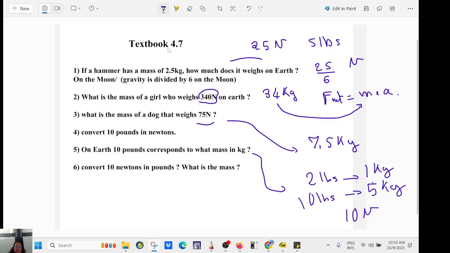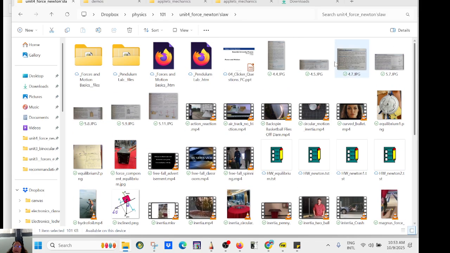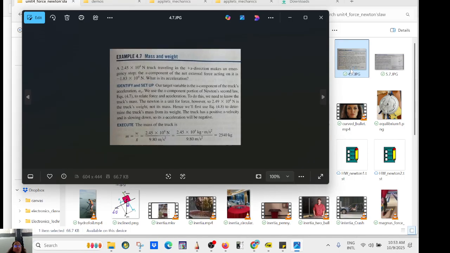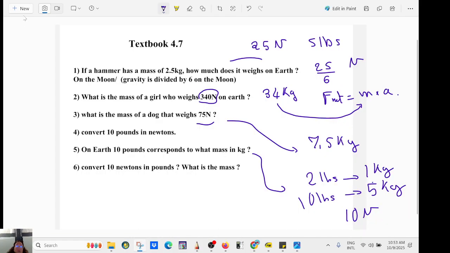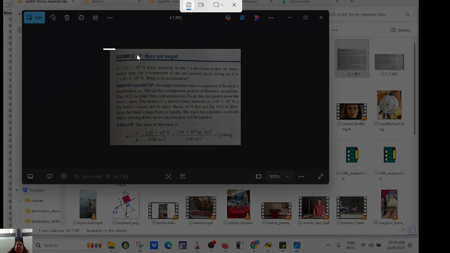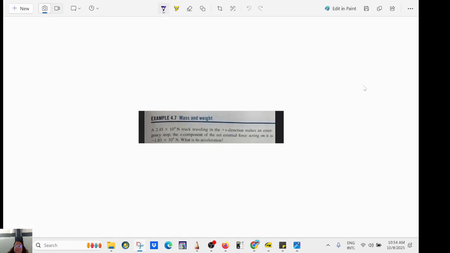So textbook 4.7, do remember to go over your textbook, especially if you're going into engineering. If you are preparing for the MCAT, you have to study as we go along. This one, 4.7, that book is great because it has very nice solved problems.